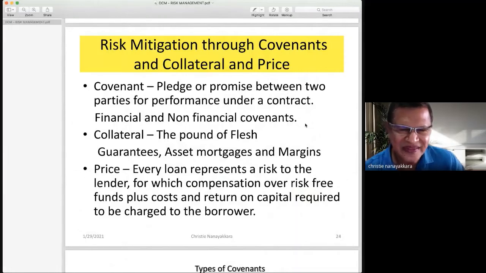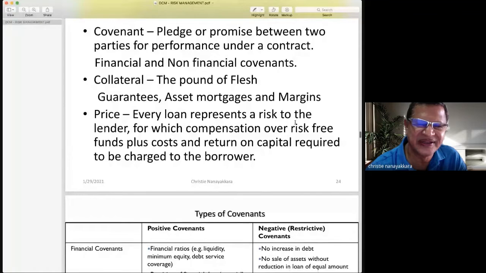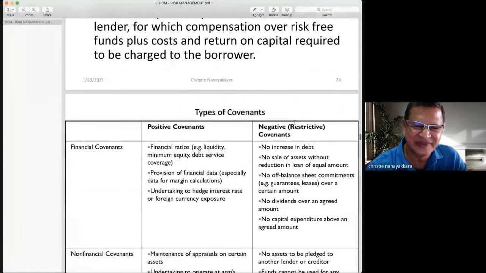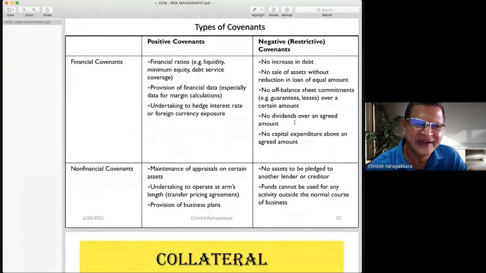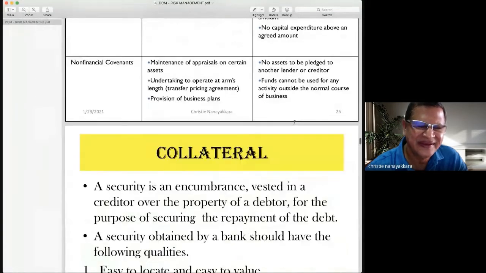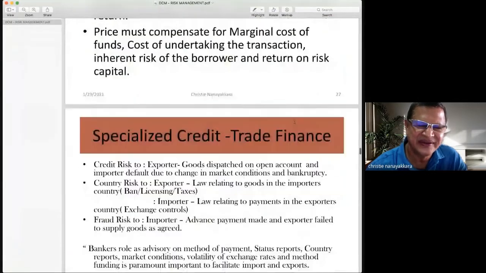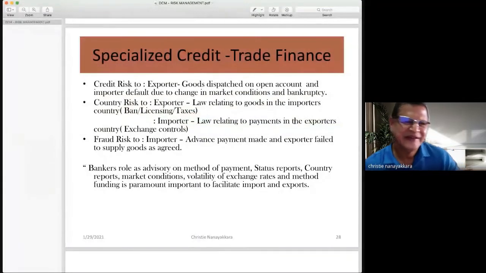Governance means the terms and conditions you put in the offer letter. Collateral is the security, or third party security, you take to safeguard the bank from non-payment. Then we also looked at how, by pricing, you can mitigate certain risk.